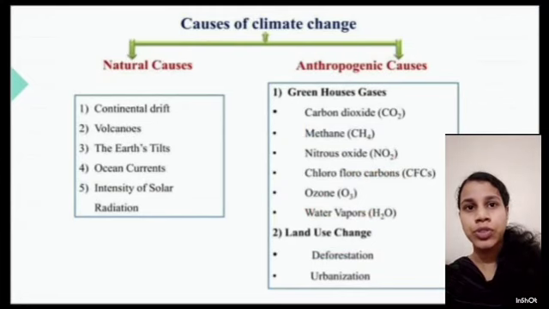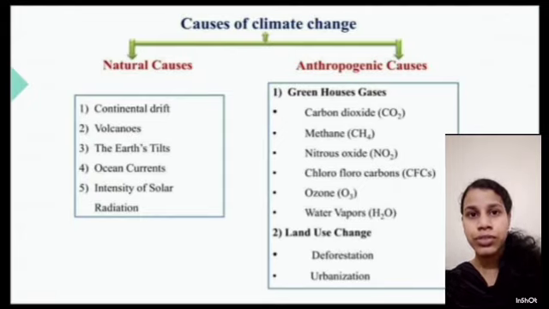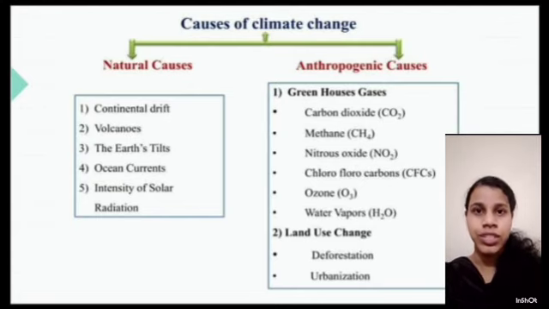Causes of climate change: natural causes and anthropogenic causes. Natural causes are continental drift, volcanoes, the Earth's tilt, ocean currents, and intensity of solar radiation. Anthropogenic causes are greenhouse gases such as carbon dioxide, methane, nitrous oxide, chlorofluorocarbon, ozone, and water vapor, as well as land use change, deforestation, and urbanization.